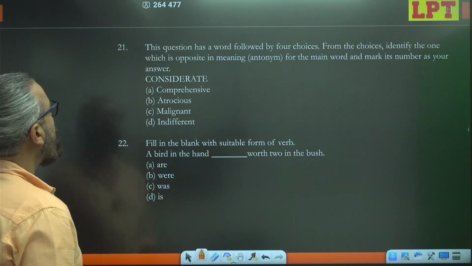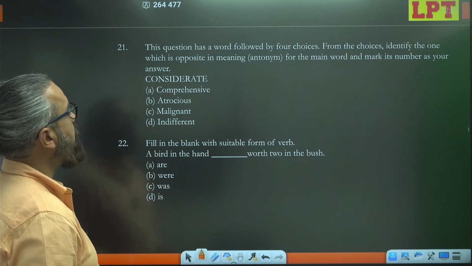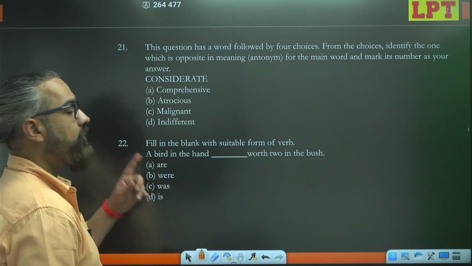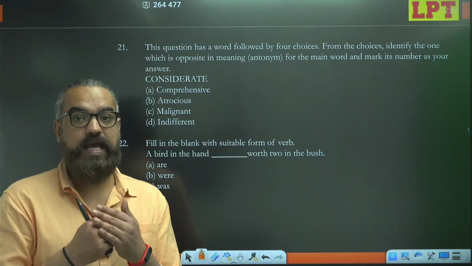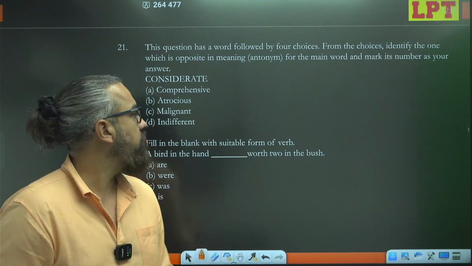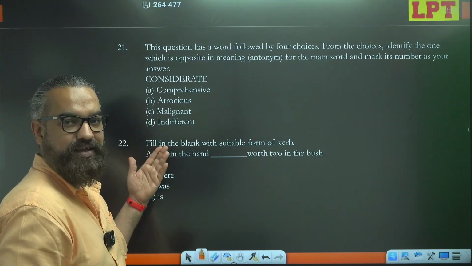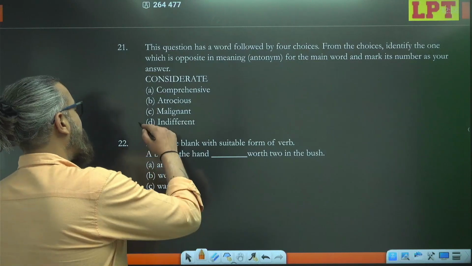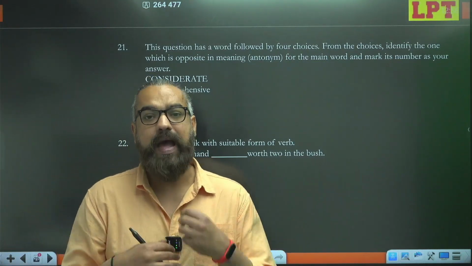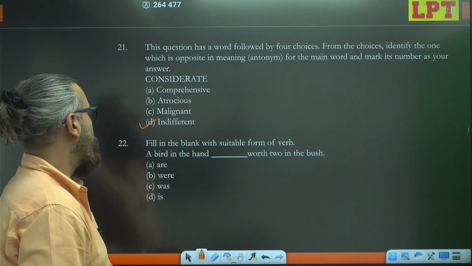Next question. This question has a word followed by 4 choices. From the choices, identify the one which is opposite in meaning of the main word. Considerate. Considerate होता है जो सबका ध्यान रखे. हम ढूंढ रहे opposite, मतलब जिसको फर्क नहीं पड़ता चीजों से. Comprehensive, atrocious, malignant में ऐसा कुछ नहीं है. The word I'm looking for is indifferent. Indifferent is not affected by anything. अब apathetic, ठीक है? Considerate का opposite, indifferent.